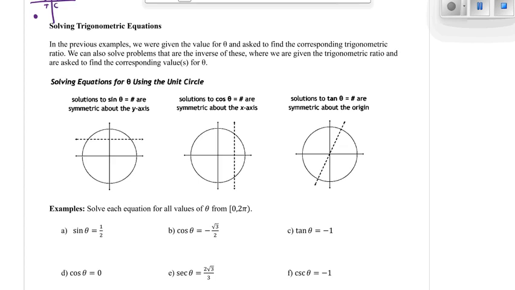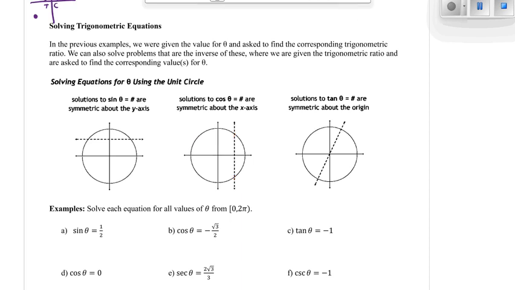So solving equations using the unit circle, solutions to sine theta equals some number are symmetric about the y-axis. So remember, sine's positive here and here, and negative down in these two quadrants. And then looking at the next one, cosine solutions are symmetric about the x-axis. So that means these answers are going to generate the same solutions. And if it's negative, it would be on this side, wherever you are in your unit circle.